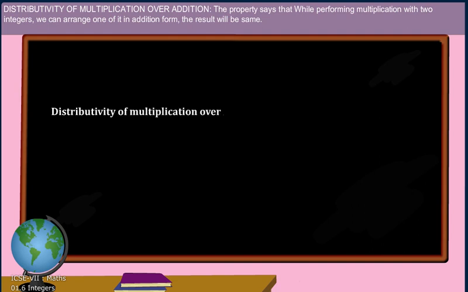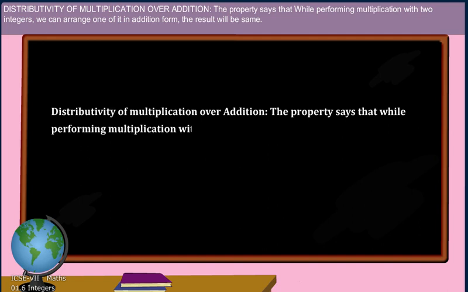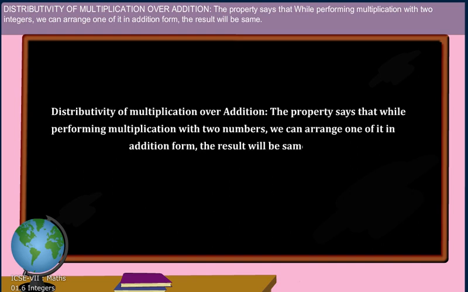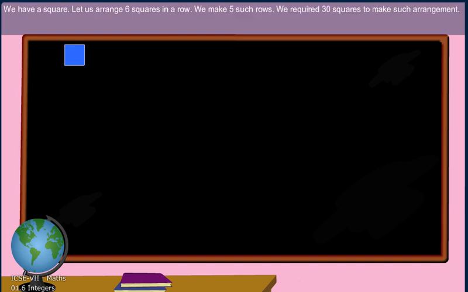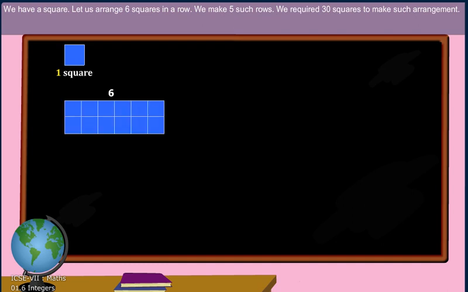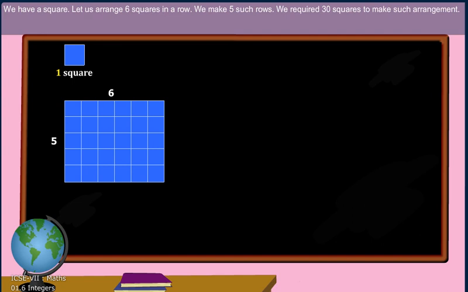Distributivity of multiplication over addition. The property says that while performing multiplication with two integers, we can arrange one of them in addition form. The result will be the same. We have a square. Let us arrange 6 squares in a row. We make 5 such rows. We require 30 squares to make such an arrangement.